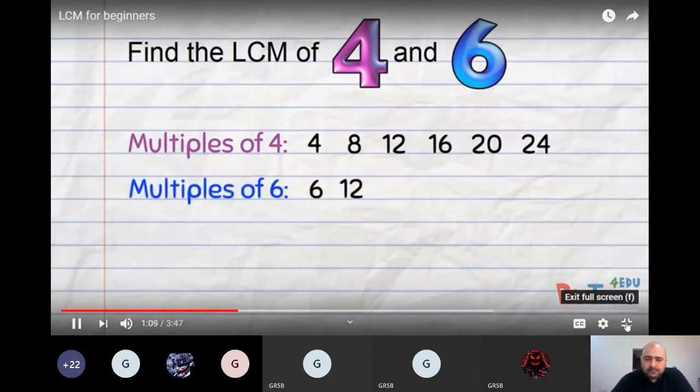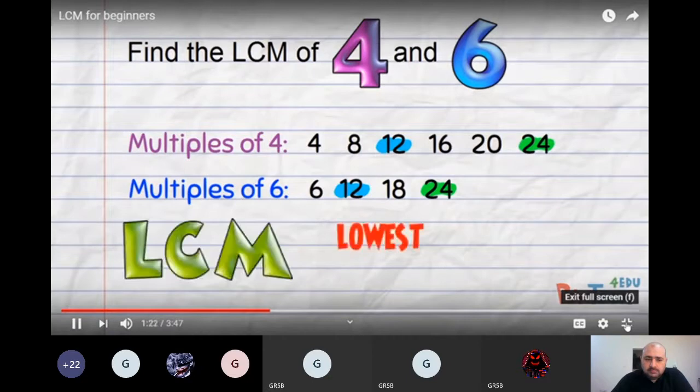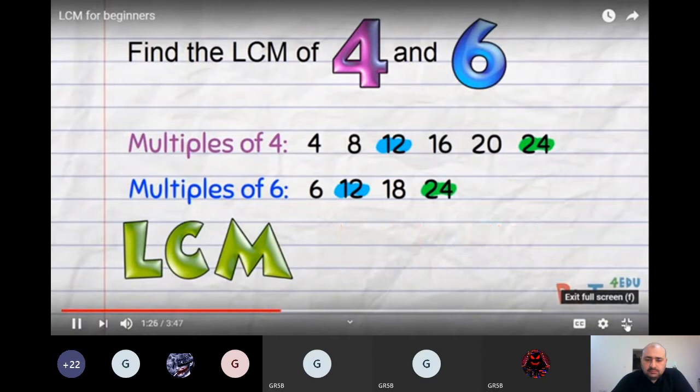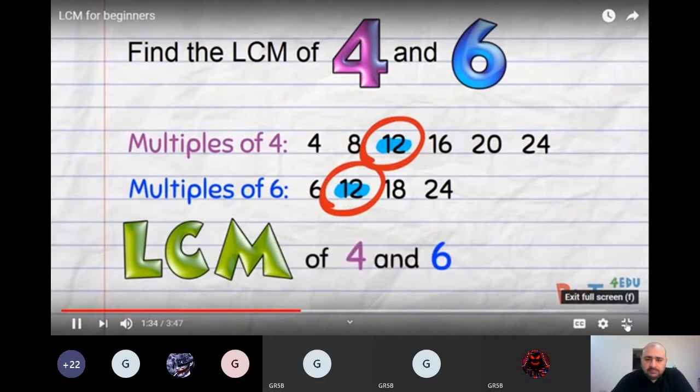6, 12, 18, 24. I see that 12 and 24 crop up in both listings, so they're both common multiples. But the LCM means the lowest or least common multiple, and the smallest number in both lists is 12. So we simply say the LCM of 4 and 6 is 12. That's pretty easy, isn't it?